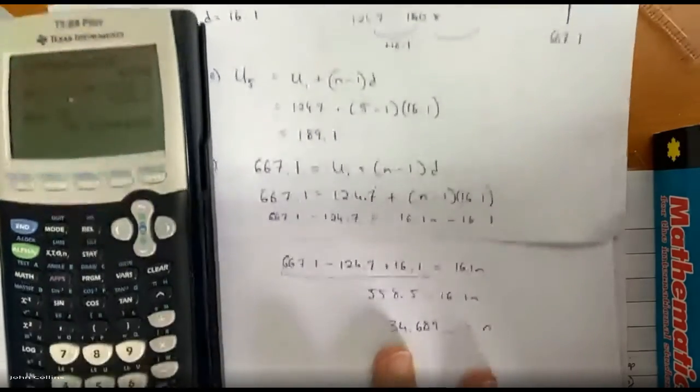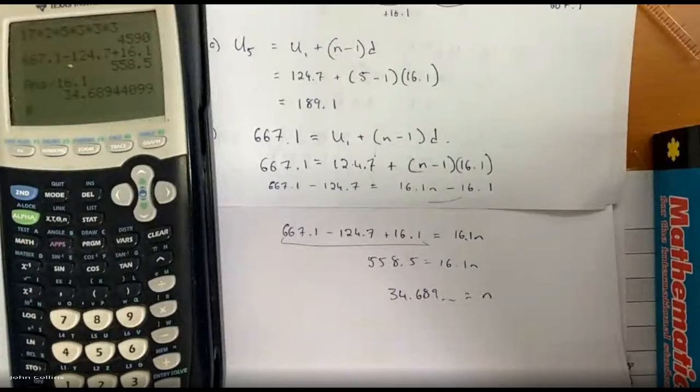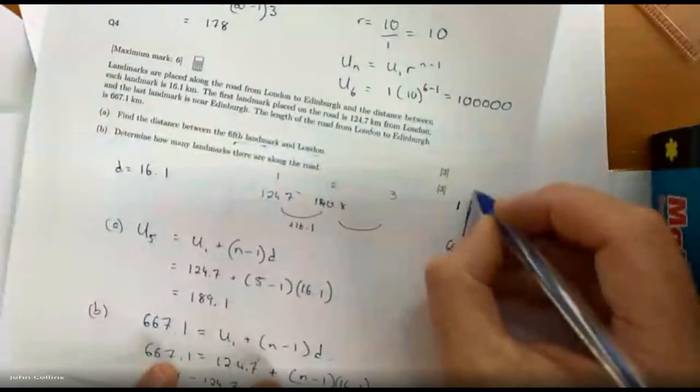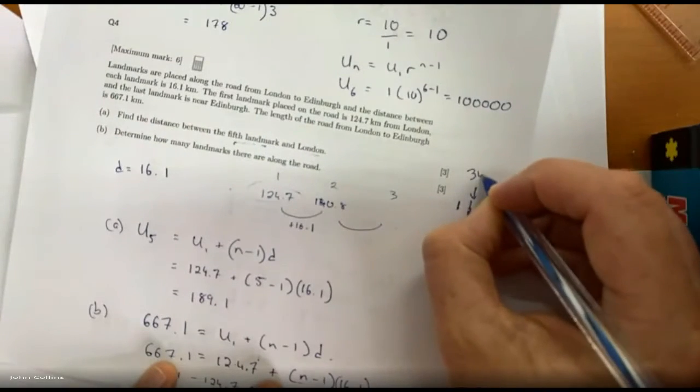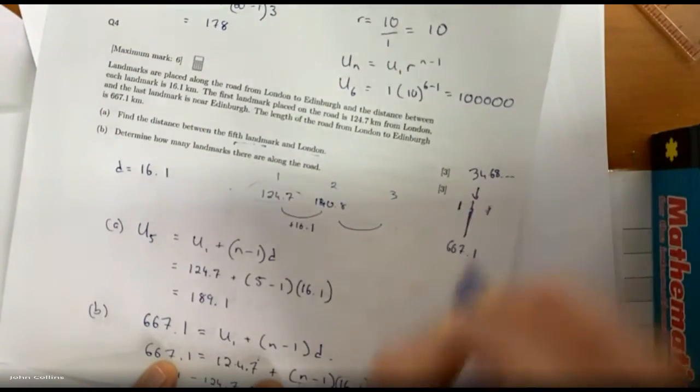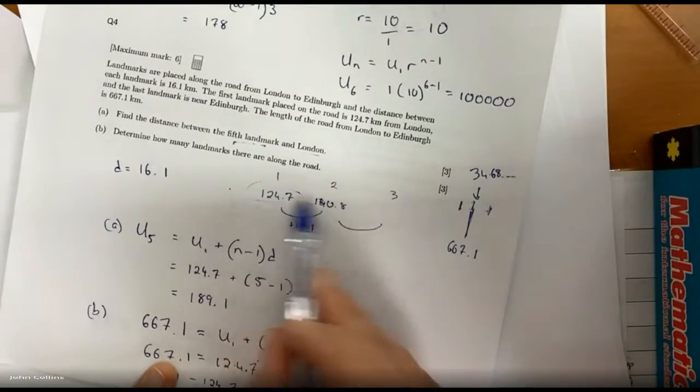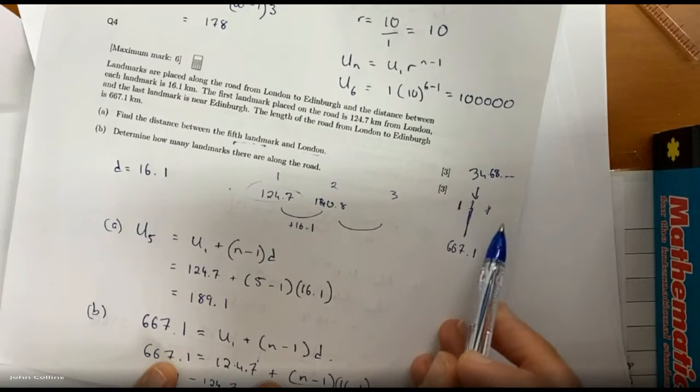I know I'm off screen, so I need to put that up. Okay, so I get that. Now I need to think about where that is, so 34.68 is here. That's the 34.68th term. So therefore, are there now 34 landmarks along the line or 35 landmarks?